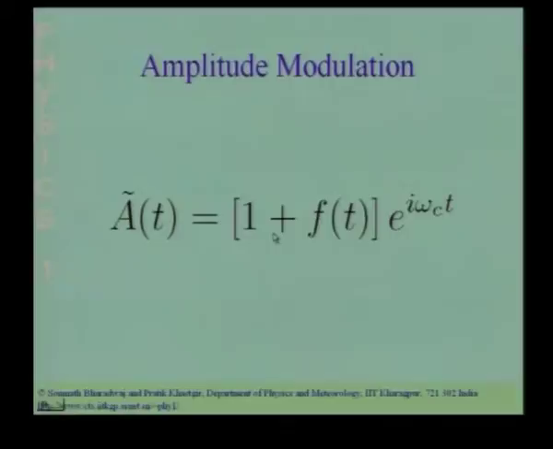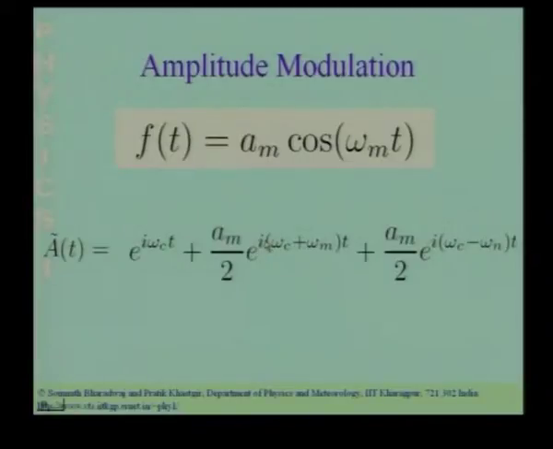In such a situation, the total signal that comes out of the radio transmitter can be written like this. The carrier frequency is still there, e to the power i omega c t, but you have these two extra terms, at two different frequencies: omega c plus the modulation frequency and omega c minus the modulation frequency.